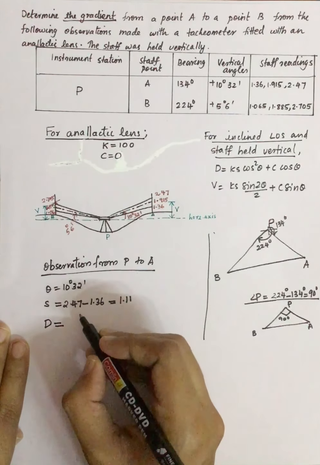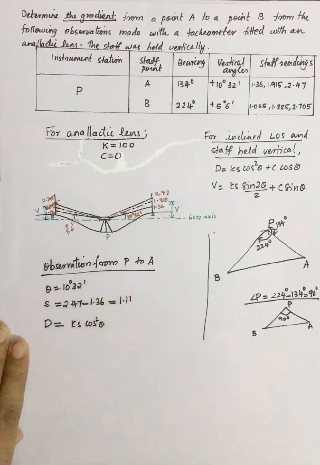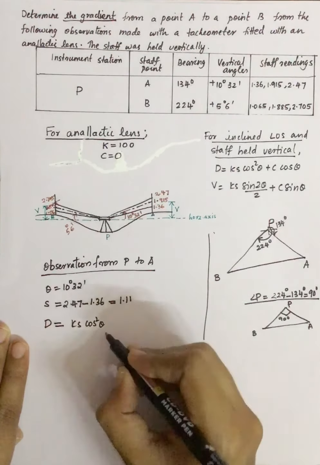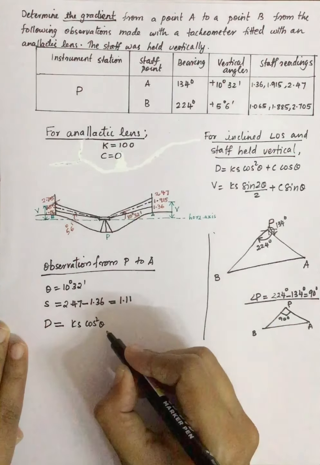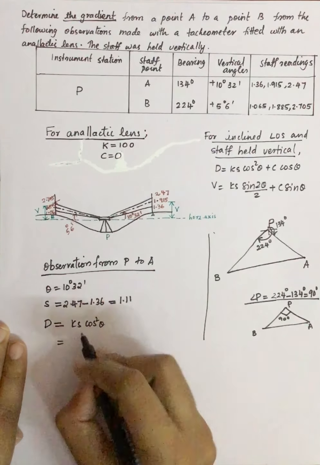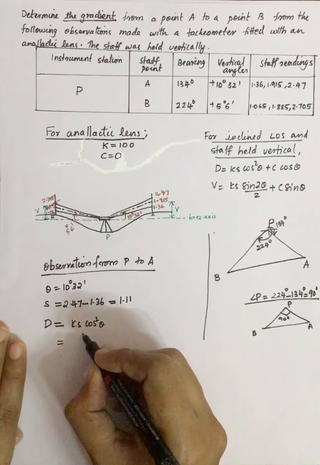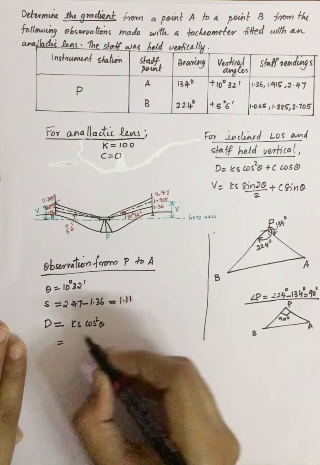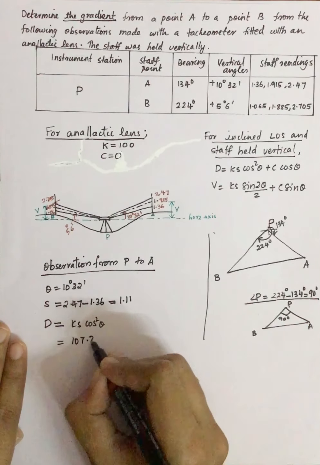So using all these values, you can calculate D. D is Ks cos square theta plus C cos theta, where C is 0, so it is Ks cos square theta only. Okay. So K is 100, S is 1.11. When you substitute, you will get it is 107.29.